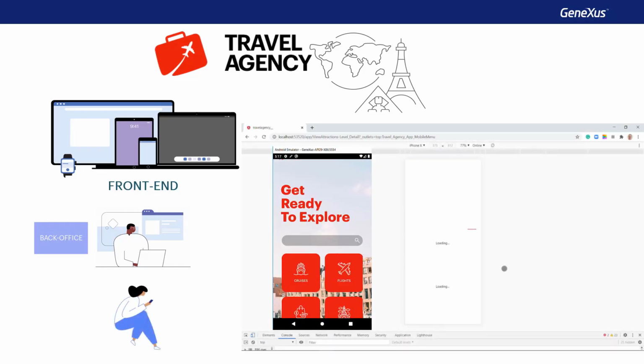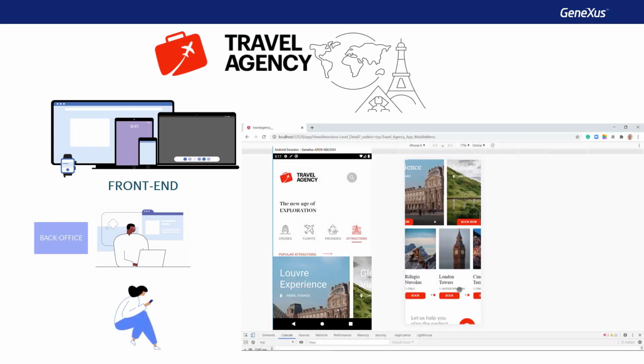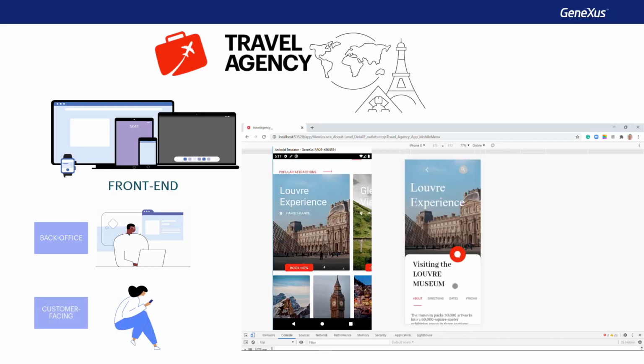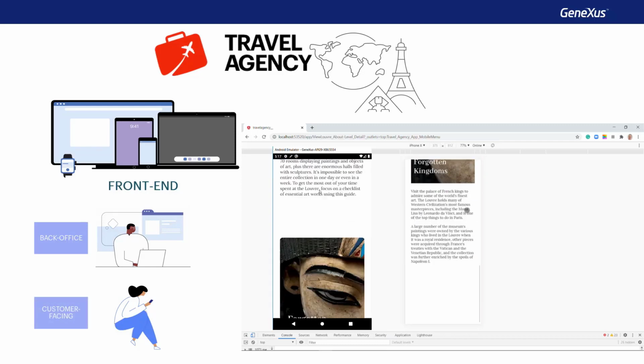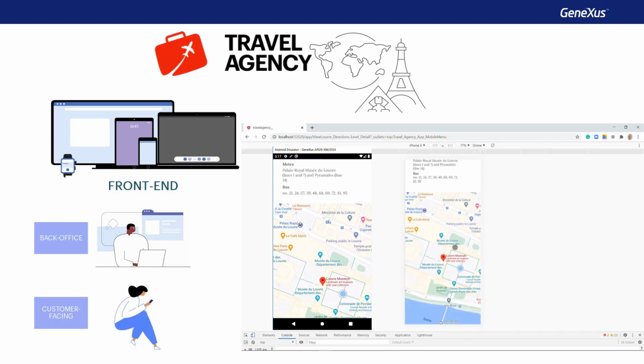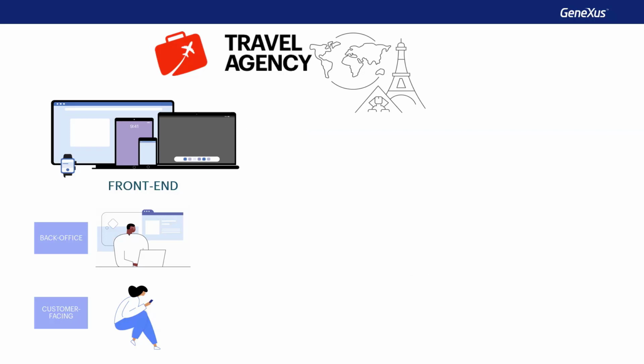Another part to include is one meant for end users, known as customer facing, which enables queries on tours available and on the main tourist attractions in each city. Both apps, back office and customer facing, are developed for a web environment, and some functions in both parts will also be available for access from mobile devices.